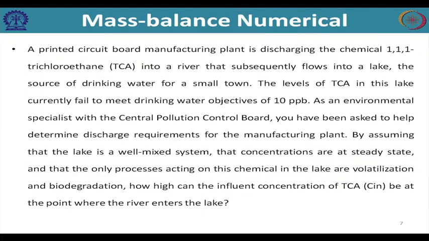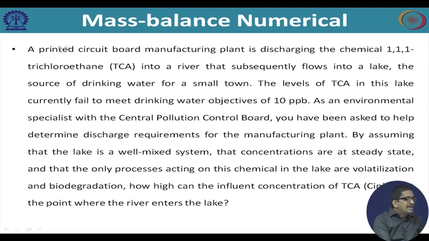Now we will go into another numerical. A printed circuit board manufacturing plant is discharging the chemical 1,1,1 trichloroethane into a river that subsequently flows into a lake, the source of drinking water for a small town. The levels of TCA in the lake currently fail to meet the drinking water objective of 10 ppb.